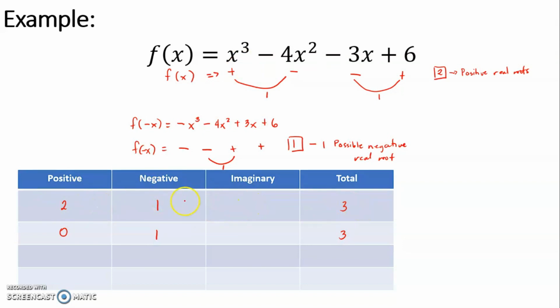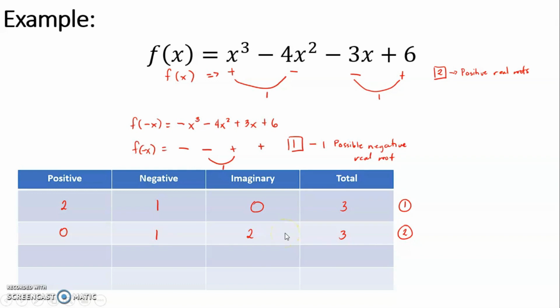So, that leaves us, in this possible combination, with no imaginary roots. Now, how about this one? No positive, 1 negative. So, I have 3 total. It means that in this combination, I still have 2 imaginary roots. So, this is a combination, and this is another combination of real roots and imaginary roots of the function f of x.